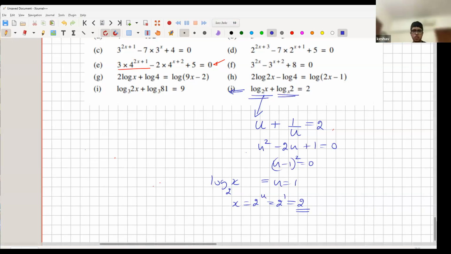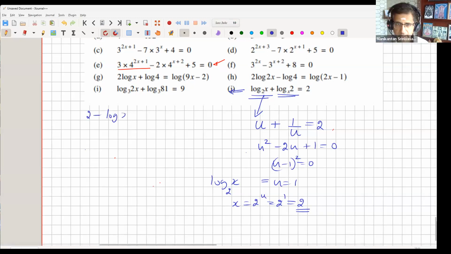You can also take log x base 2 to the other side, right? And then do log. Yeah. Go ahead, please. Describe what you did. So I did 2 minus log x to the base 2 is equal to log 2 to the base x, like this.